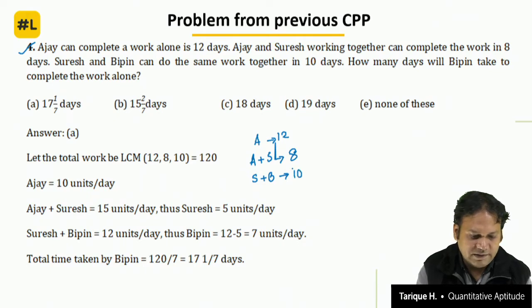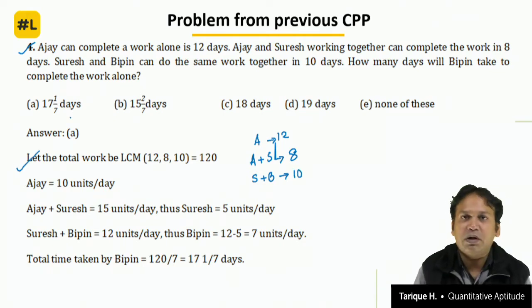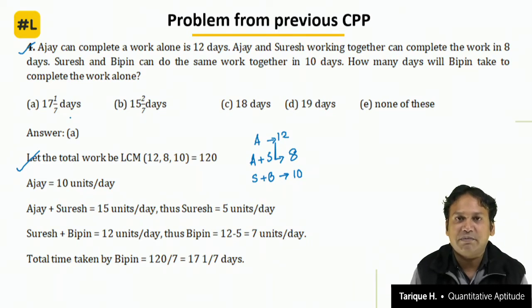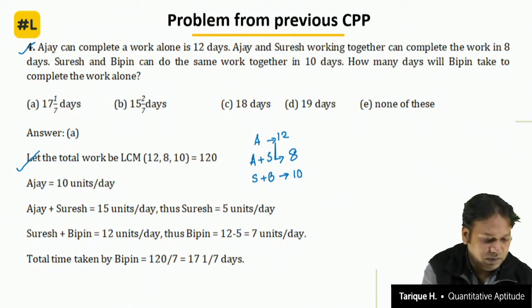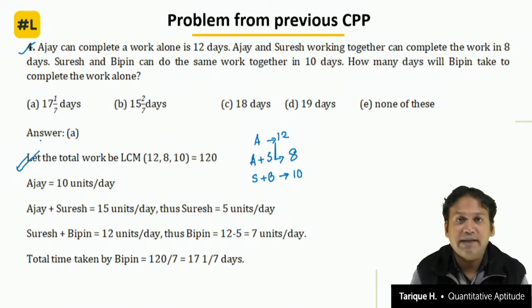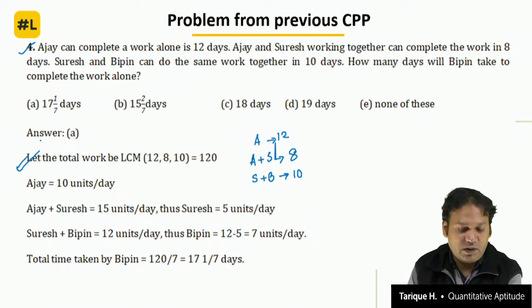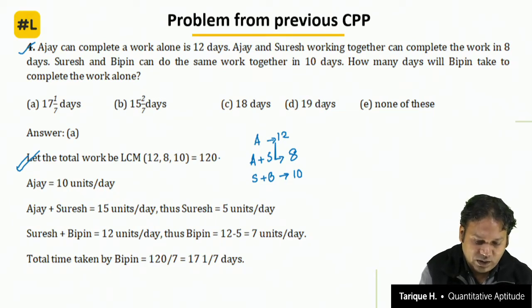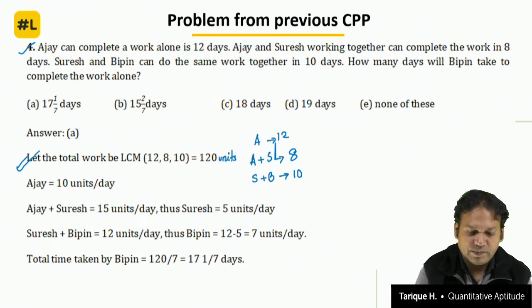12, 8 and 10. That is why we have taken the total work to be the LCM of these numbers. This is one of the methods for solving time and work efficiently without using that 1 by 12, 1 by 8 thing. The simpler approach is to take the total work as the LCM of 12, 8 and 10, the least common multiple, which is 120. So we say let the work be 120 units.